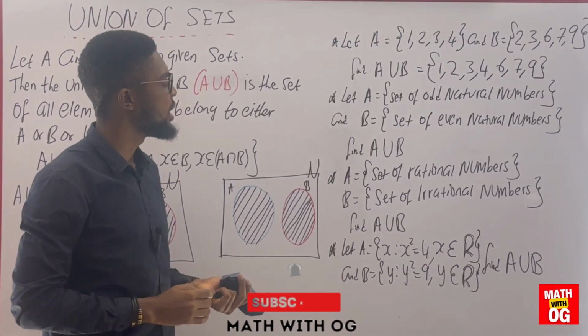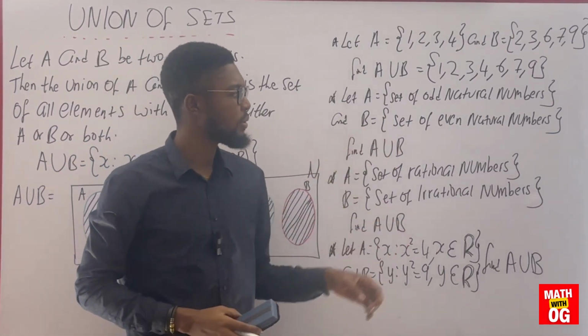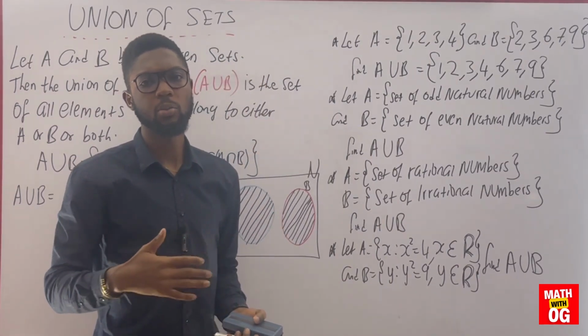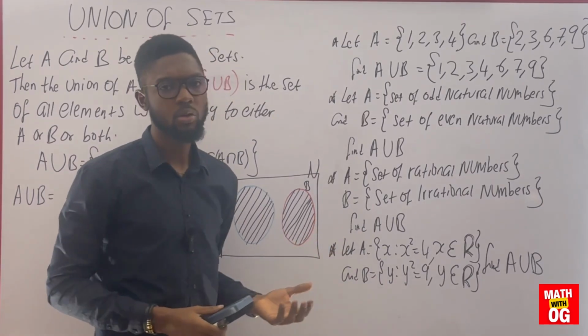Next question: let A be equal to the set of odd natural numbers and B be equal to the set of even natural numbers. That's odd positive numbers and even positive numbers. The question is find A union B.